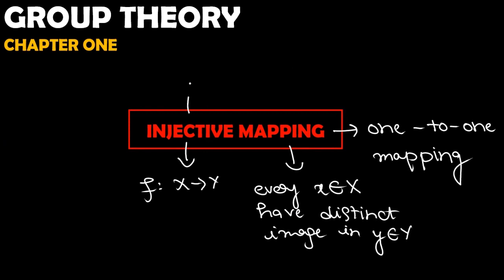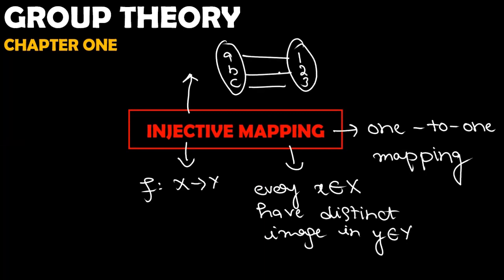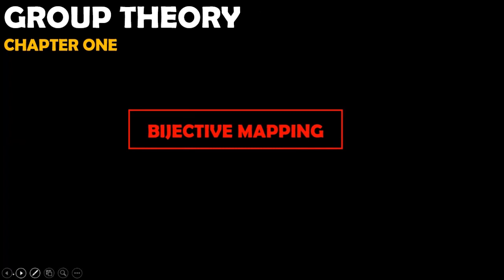For example, like this: we have A, B, C, and then we have 1, 2, 3, with A related to 1. This is our function from X to Y, right? Distinct images, right? This is our distinct.